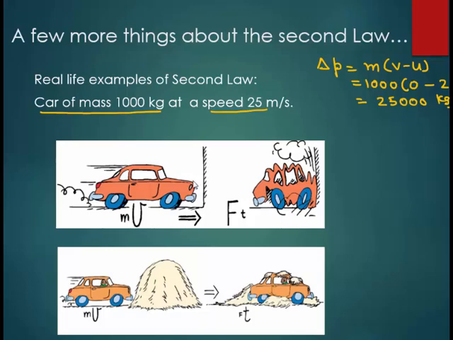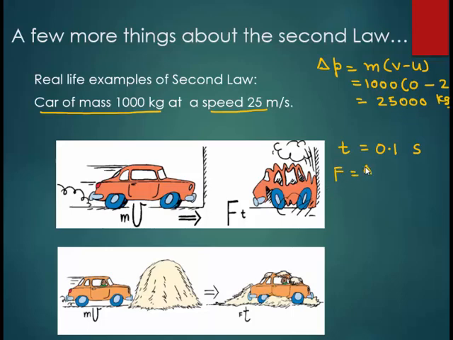Now when the car crashes into the wall, this change in momentum occurs very quickly. The moment it hits the wall, it comes to a stop. So let us say the time that is used up for this change in momentum is very small. Let us say it is 0.1 second. So if that is the case, what is the force that gets applied on the car?